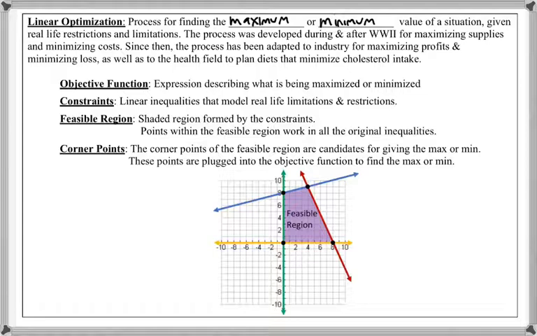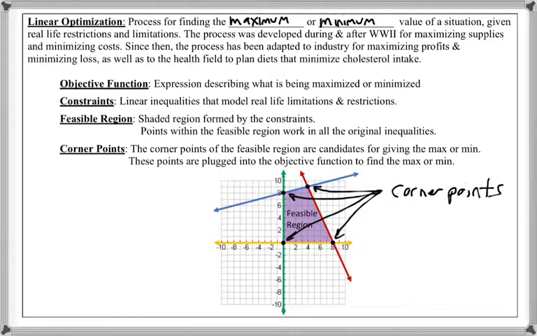Lastly, we are dealing with corner points, and the corner points are really the corner points of the feasible region. The corner points are the candidates for giving the max or the min. So these points are plugged into the objective function to find the maximum or the minimum value.